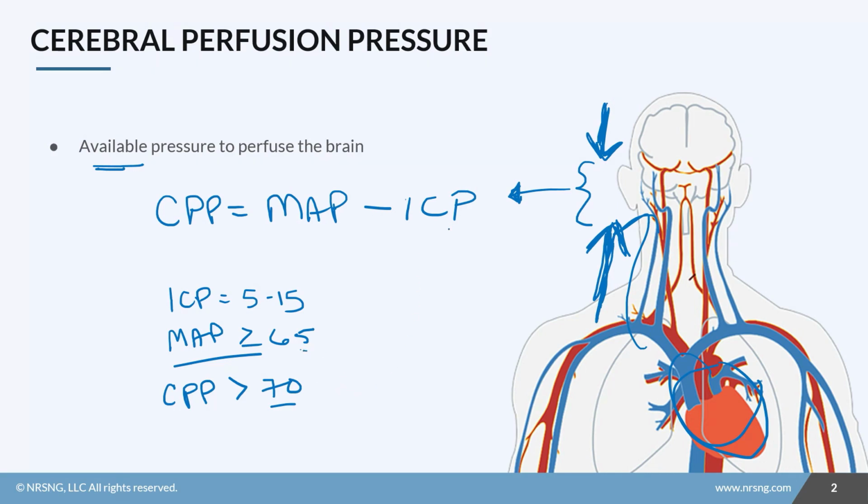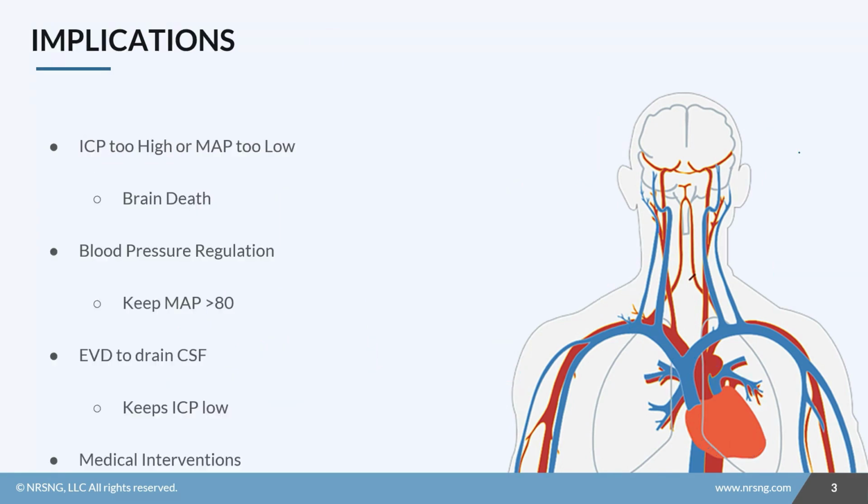So let's say you have a patient sitting here with an ICP of 10. If we want a CPP of 70, we're going to have a mean arterial pressure that is greater than 80. So a lot of times we'll actually intentionally either create hypertension or allow hypertension to keep that mean arterial pressure up to make sure that we have that cerebral perfusion pressure that is sufficient to get that blood flow up to the brain where it needs to be.